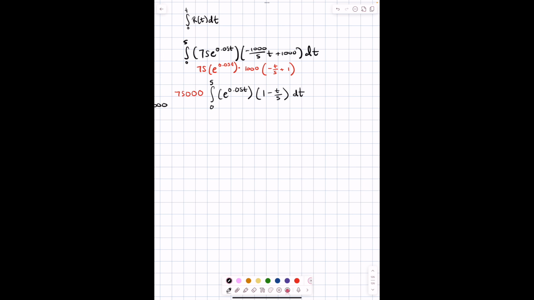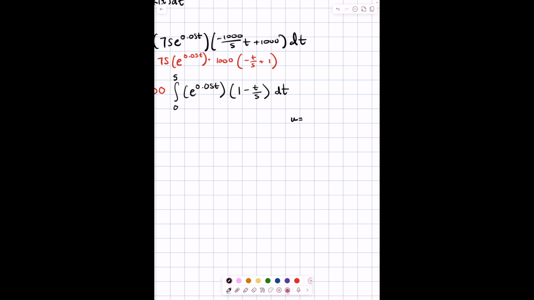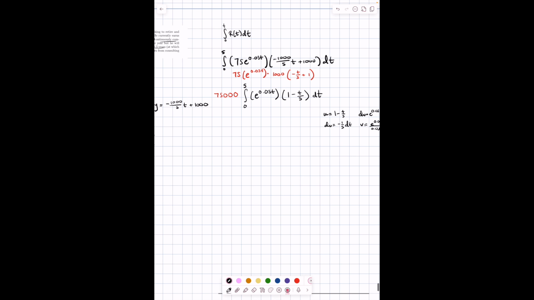Okay. And so this integral is not that easy to do. It's an integration by parts, but we can just solve it anyways. We let u is equal to 1 minus t over 5. du is then equal to negative 1/5 dt. Let dv is equal to e to the 0.05t, and v is equal to e to the 0.05t over 0.05. And then we want to set up, and we won't forget about this constant in front.